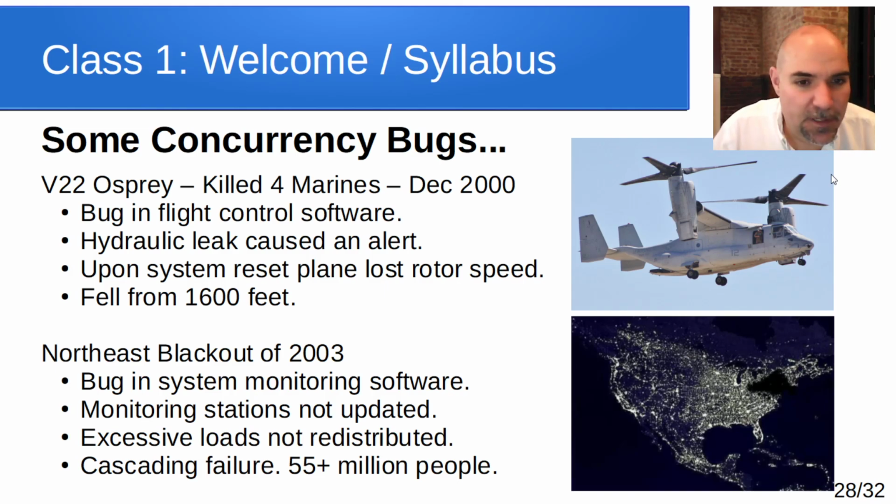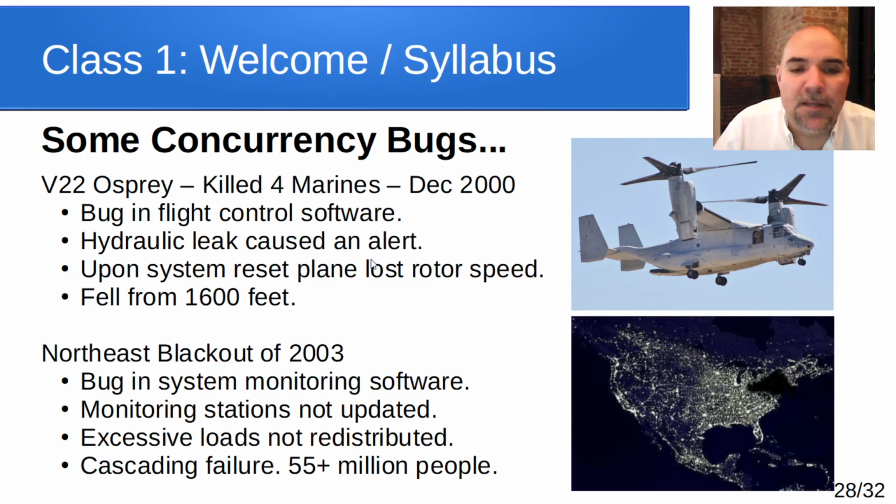Well, it turned out that in December of 2000, one of these killed 4 Marines because it crashed. And it crashed not because of pilot error and not really because of any kind of equipment failure. There was a minor hydraulic leak, but all that did was create an alert that showed up on the panel inside of the aircraft. And the soldier that was flying the aircraft saw the error, and he decided, well, maybe it's not a real error because everything seems to be going fine. And he hit this reset button.